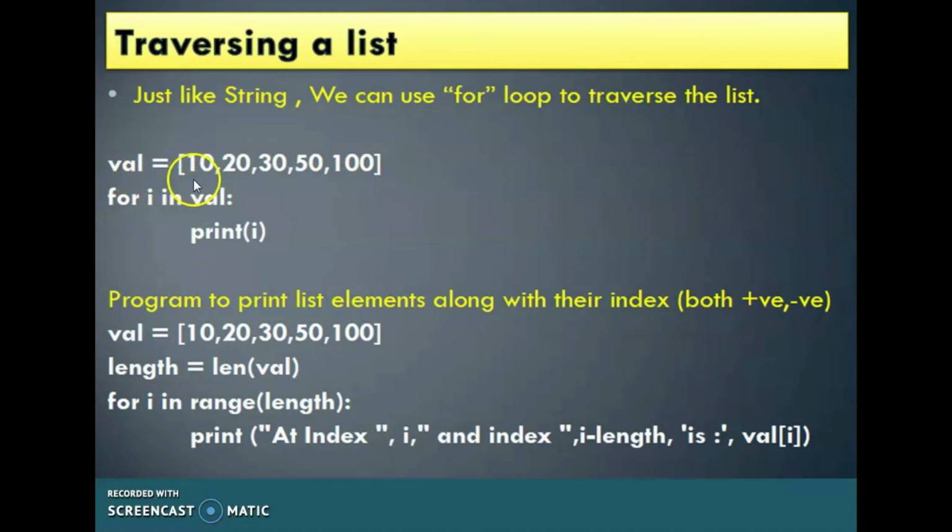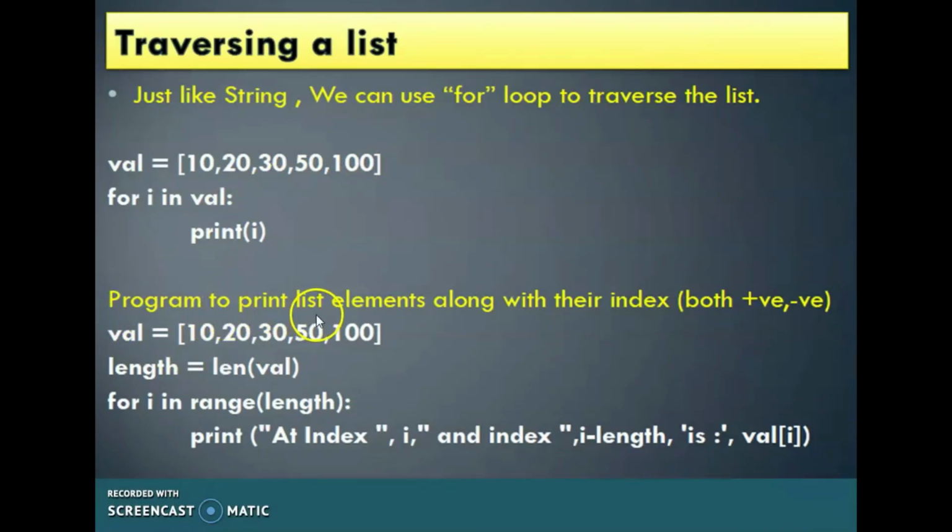Example, val is equal to 10, 20, 30, 50, 100. For i in val, here in this val variable, the values are 10, 20, 30, 50, 100. Print i. At the time of the first iteration, the value of i is 10. 10 will be printed on the monitor. Then during the second iteration, i's value is 20. 20 will be printed on the monitor. Then the third iteration, i's value is 30. 30 will be printed on the monitor and so on, up to this 100. Clear?